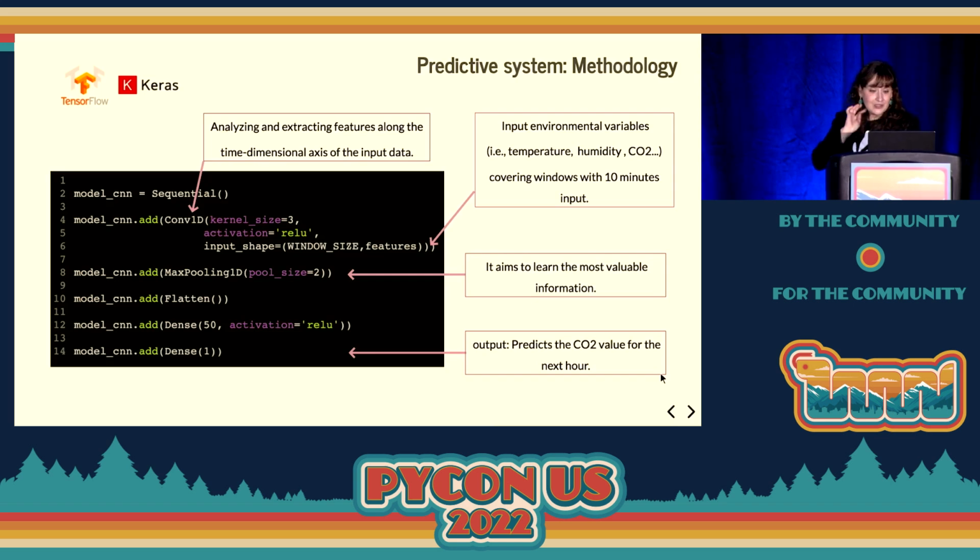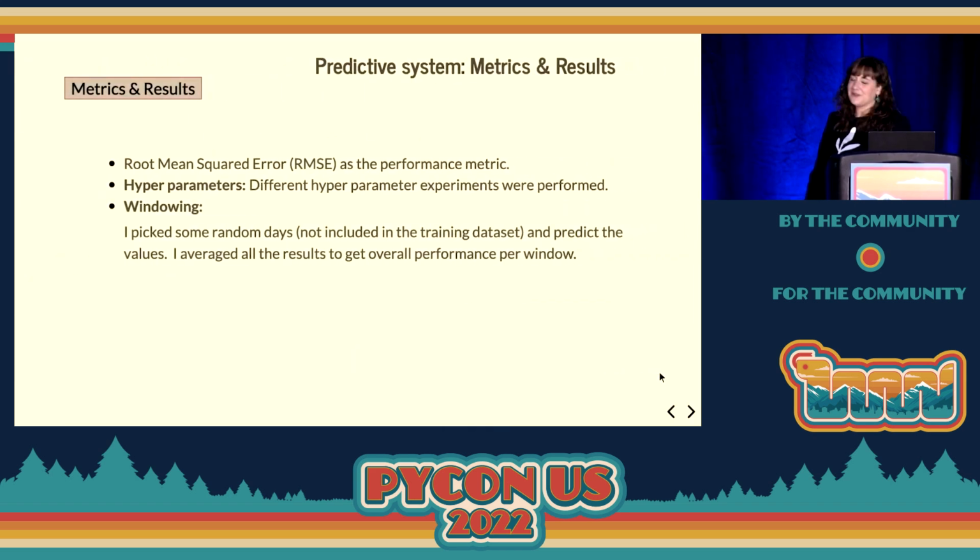I just mention a couple of things. We have a convolution 1D, which is analyzing and structuring the features. Then we have the input shape, where we introduce the variables and the time. In the max pool 1D, we're taking the most important information, and then we are going to have our output. Of course, there is much more code. This is just a part, just to let you know.